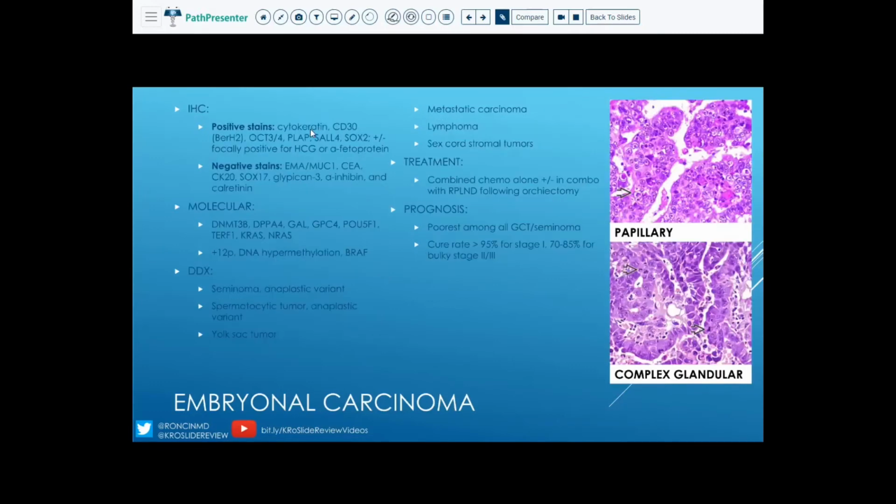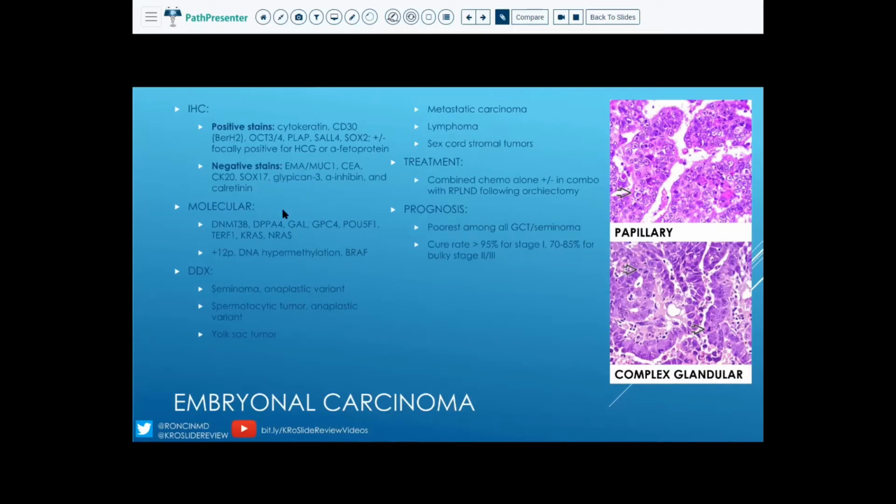Your stains, so your keratins will be positive in this. CD30, OCT3/4, PLAP, SALL4, SOX2, and you may or may not see focal positivity for HCG and AFP. So remember how this is very different from seminoma. Negative stains: EMA, MUC1, CA, CK20, SOX17, glypican-3, alpha-inhibin, and calretinin.